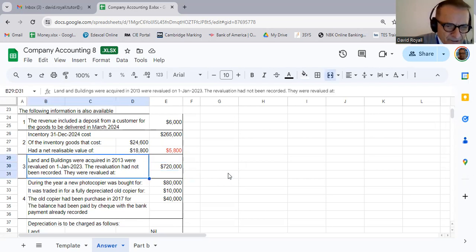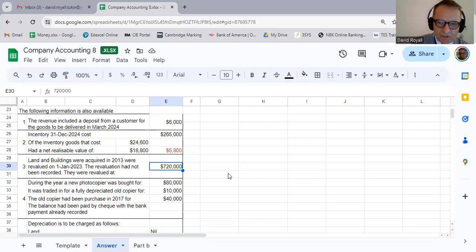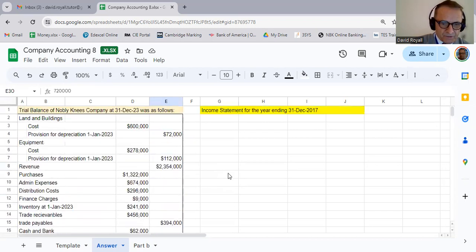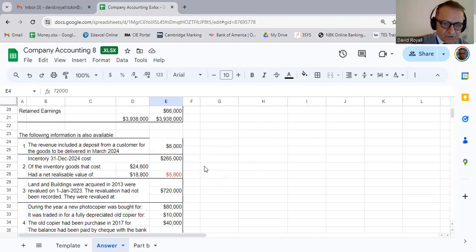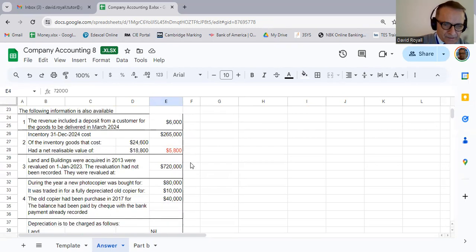We've got land and buildings acquired, revalued. There we are, appreciated, if you like. If we just go back to what was on the balance sheet, it's 600 less 72. The value has gone up. Land does normally increase in value.